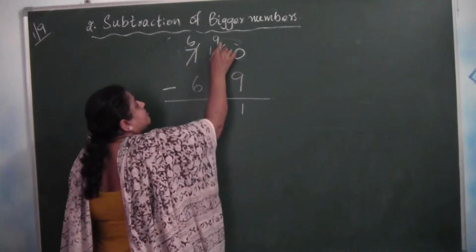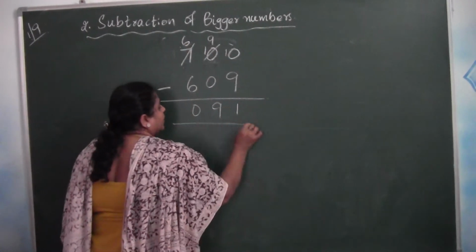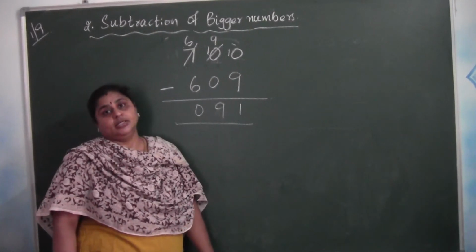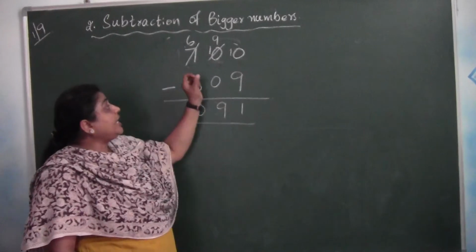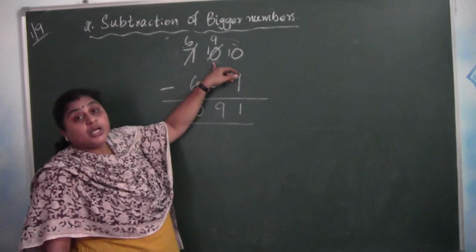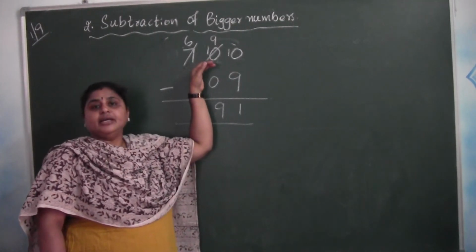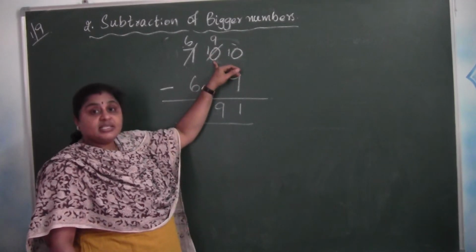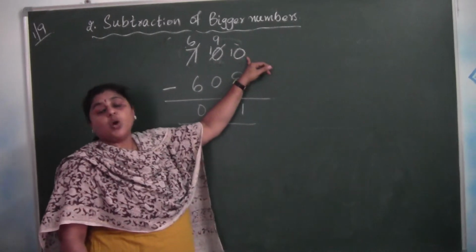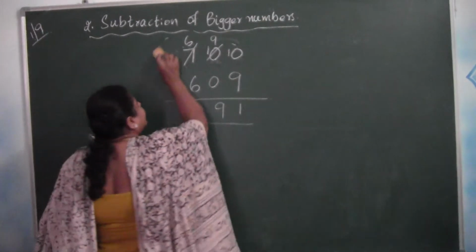And from 9 minus 0, 9. 6 minus 6, 0. What is my answer? 91. Got it, children? So when you are not able to borrow from the previous number, you have to take a borrow from the next previous number. Got it? So you are taking from that particular tens digit, and from the tens digit again you are taking for the ones place. Okay. Now let us take another example and we will solve it with the same method.